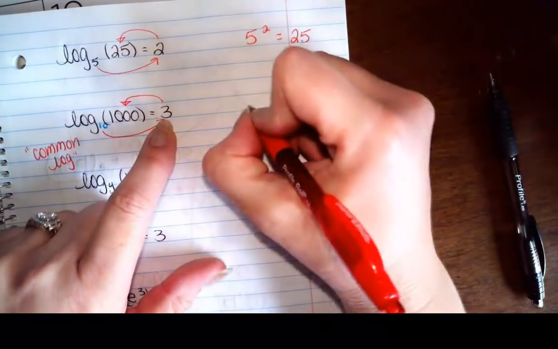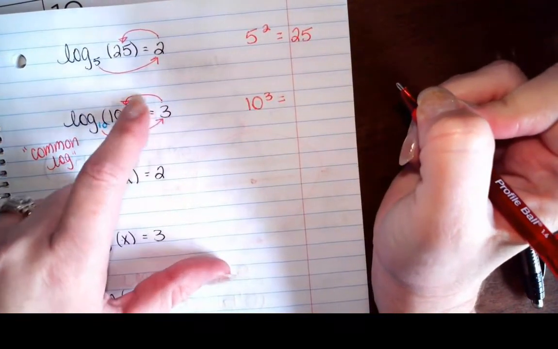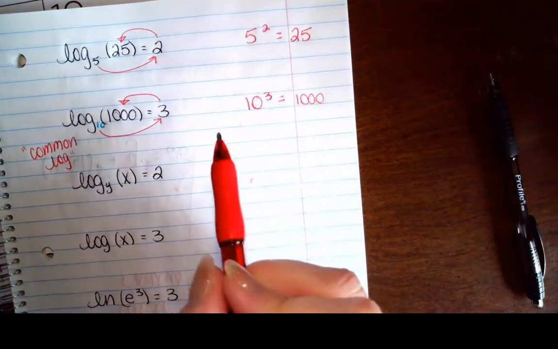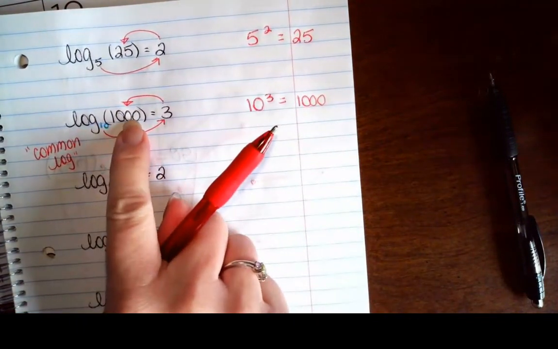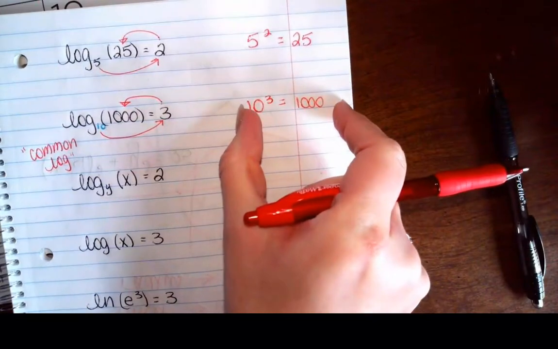So 10 raised to the third power is going to give me 1,000. And you should recognize that that is true. Okay? So the answer to a logarithm is the exponent that makes this true.